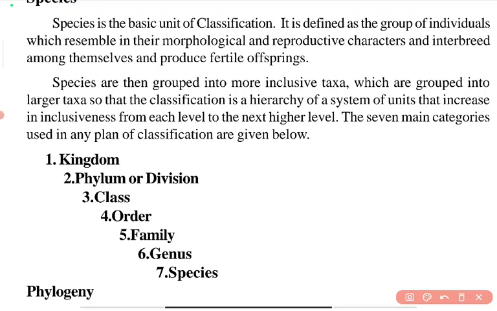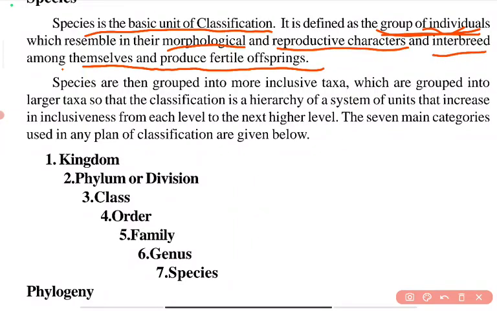Now, species, what is species? Species is the basic unit of classification. A species is the basic unit of classification and it is defined as the group of individuals which resemble in their morphological and reproductive characters and interbreed among themselves and produce fertile offspring. Means friend, species किसे बोलते हैं? तो species जो है ना, it is the group of individuals which resemble in their morphological and reproductive character and interbreed among themselves and produce fertile offspring. This is called a species.